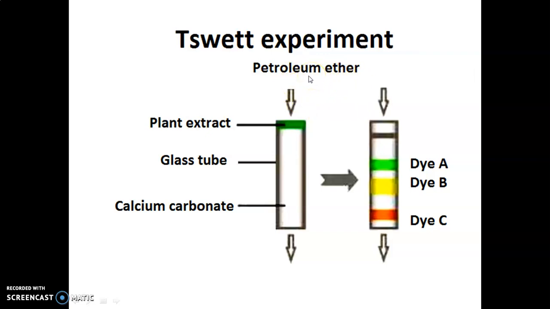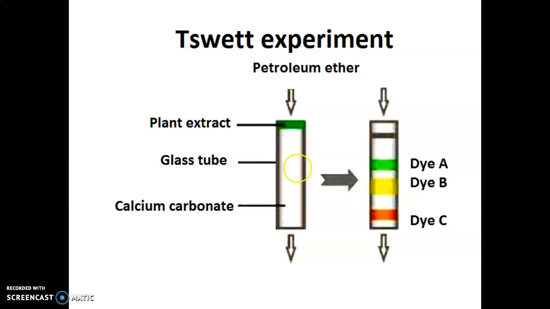This petroleum ether undergoes interaction with plant extract, then it will move on the surface of the calcium carbonate. After some time ಏನಾಗುತ್ತೆ, different color bands appear ಆಗುತ್ತೆ on the surface of the calcium carbonate. Different color bands ಅಂದ್ರೆ different compounds. This sample contains 3 compounds, that is A, B, C. ಮೂರಿದೆ. That we will collect in the separate beaker.